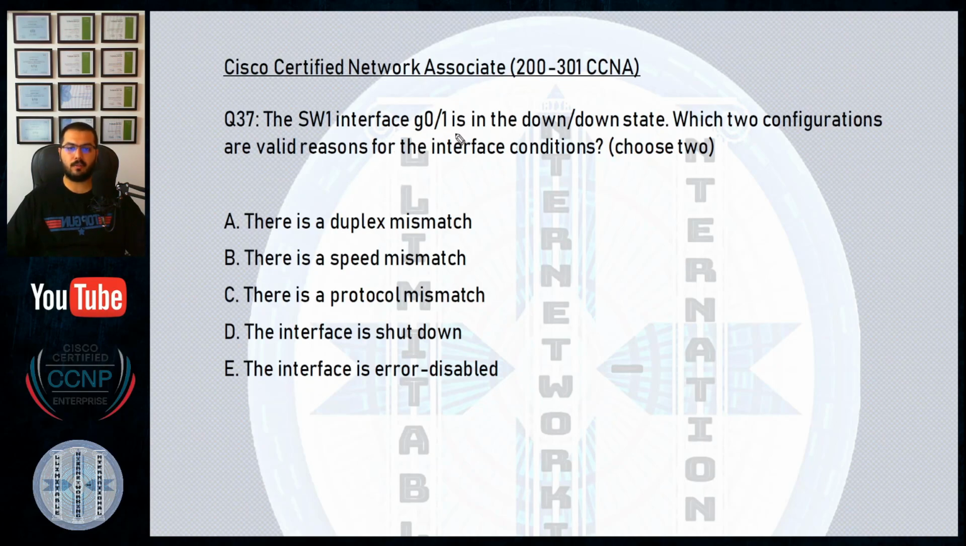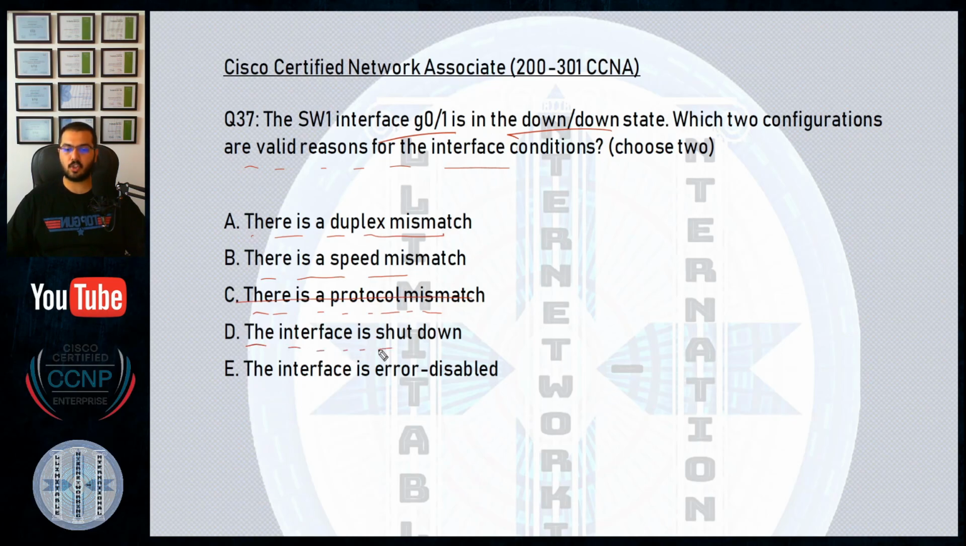Okay, the switch 1 interface gigabit D01 is down means that it's down and the other side is also down. So I have a problem from my side. Which two configs are valid reasons to have this result? Maybe there is a duplex mismatch, might be. There is a speed mismatch. Speed mismatch will not cause a down, I don't believe so. There is a protocol mismatch. It will not cause a down.